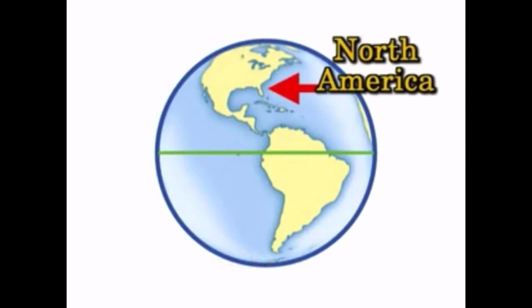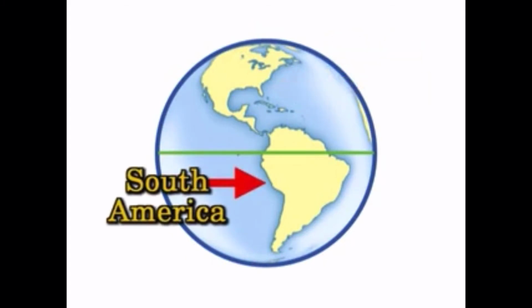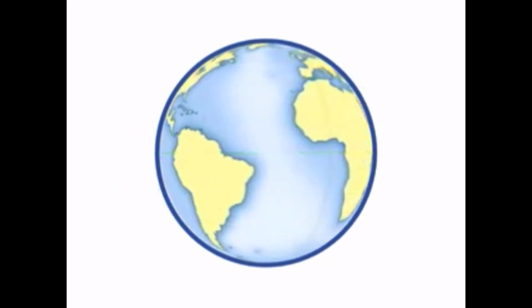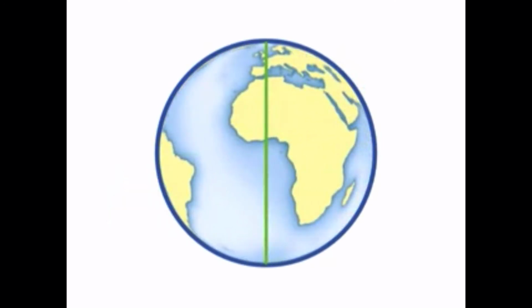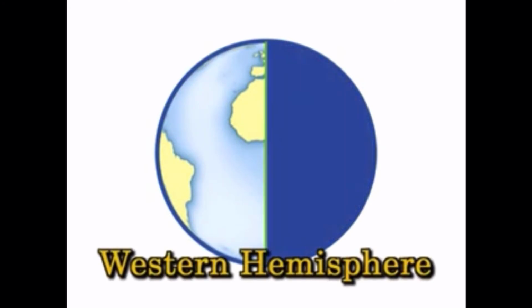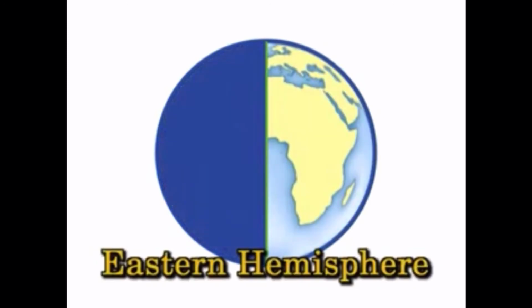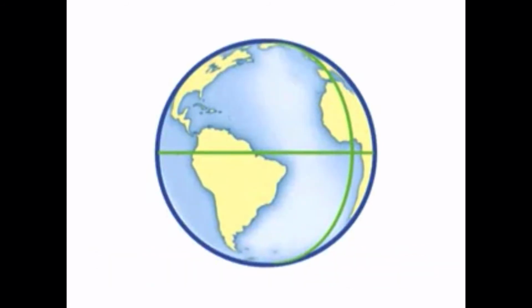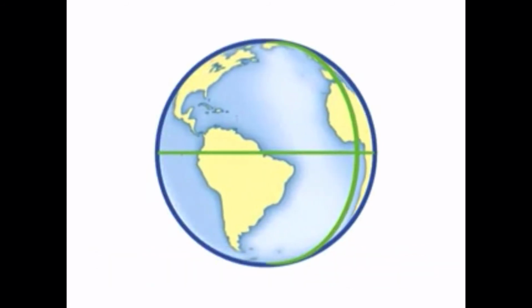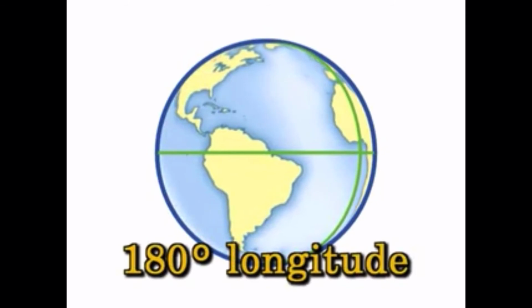North America is in the northern hemisphere. South America is mostly in the southern hemisphere. We can also divide Earth along the prime meridian. The half of Earth west of the prime meridian is called the Western Hemisphere. The half of Earth east of the prime meridian is called the Eastern Hemisphere. The Eastern and Western Hemispheres meet at 180 degrees longitude.